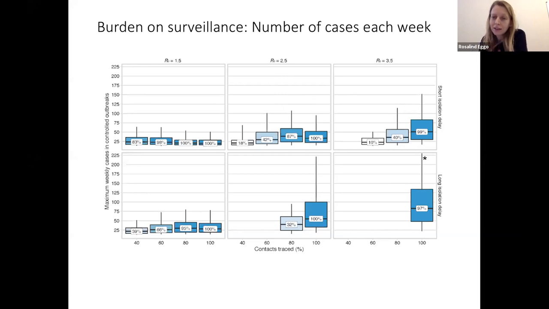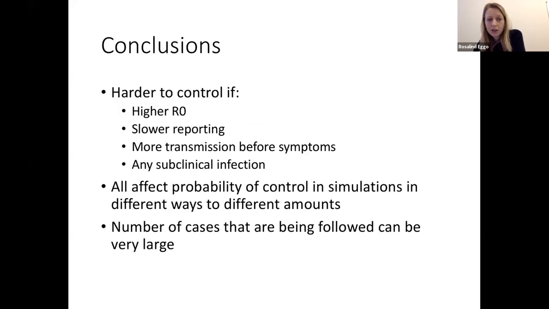And so that's to give an indication to public health surveillance teams what might be feasible or what might be needed, and then they can work out if it's feasible in their scenario. So the conclusions are that in our model, it's harder to control outbreaks if there's a higher reproduction number. This is not too surprising. If there's slower reporting, if there's more transmission before symptoms, and if there's any subclinical infection. And these things affect the probability of achieving control in the model in different nonlinear ways. And the number of cases that are being followed that need to be traced can get very large.